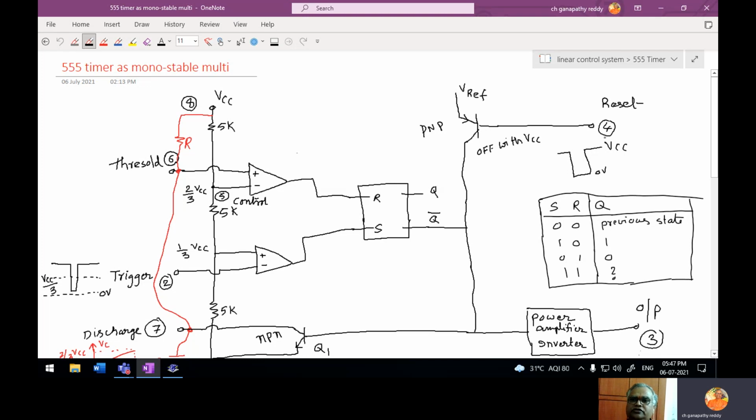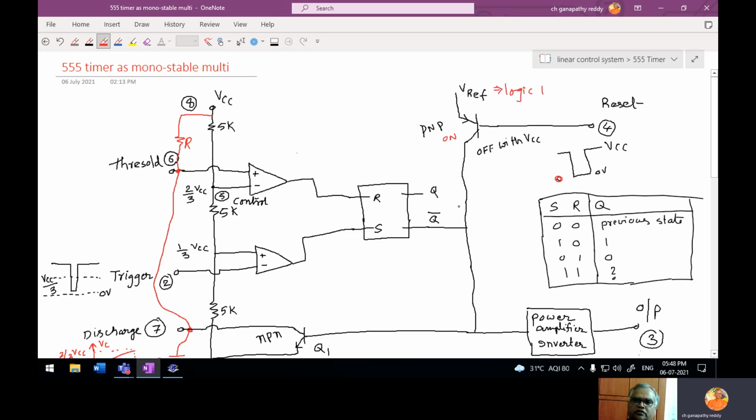Reset means when I reset, it will come to 0. So when 0 is applied, this transistor will be on. When this is on, it is short circuited. When it is short circuited, V reference will come here and that will come to the collector. V reference is like, you can call it, a logic 1.